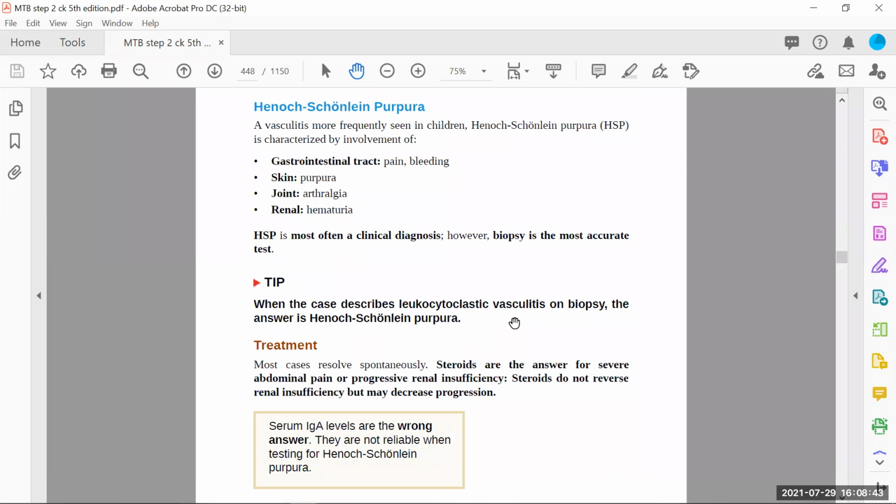So leukocytoclastic vasculitis means that all the cells inside the blood vessels are going to lyse. There will be lysis of the blood vessel cells itself, and then the endothelium of the vessel wall is going to be damaged. That's a feature that we can only find on biopsy. But these children's presentation is very common.